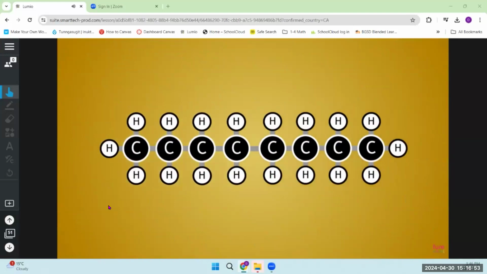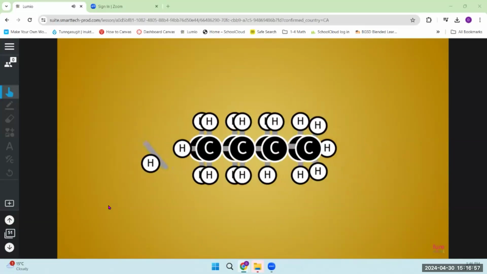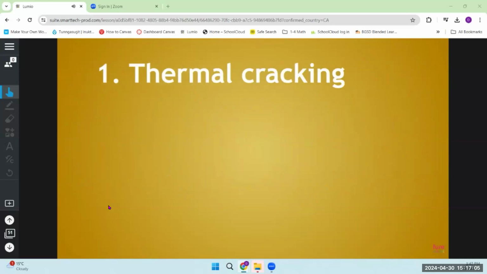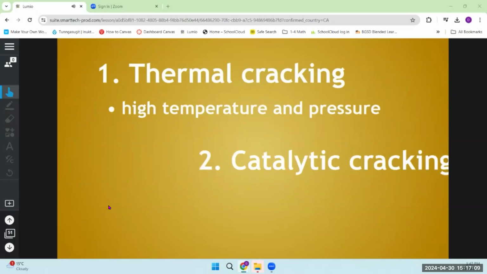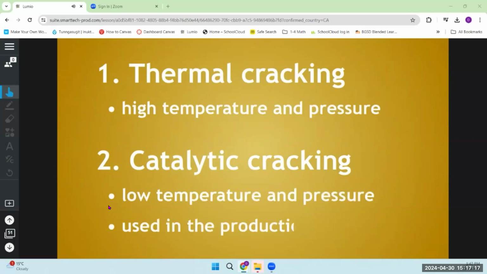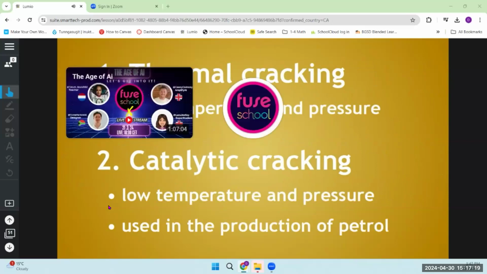Now, at the end of this video tutorial, you should know that cracking is the process in which large alkanes are turned into smaller alkanes and an alkene molecule, and that there are two types of cracking: thermal cracking using high temperature and pressure, and catalytic cracking, which is the method preferred in industry as it uses lower temperature and pressure and produces more molecules that are useful in petrol.